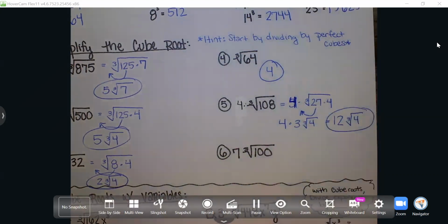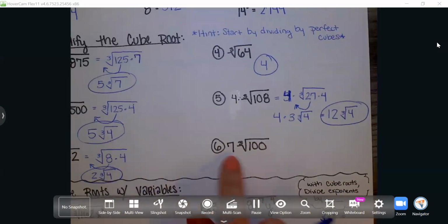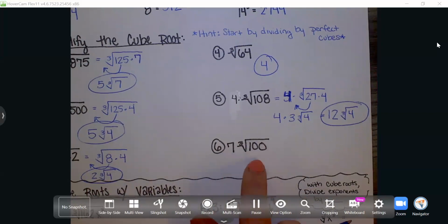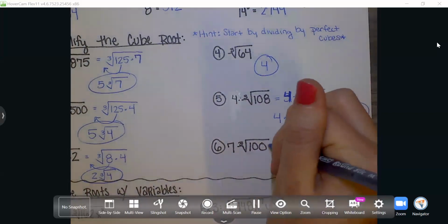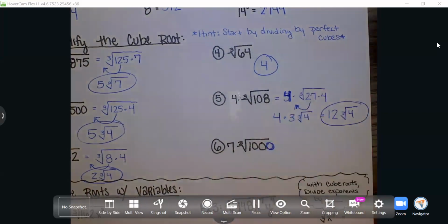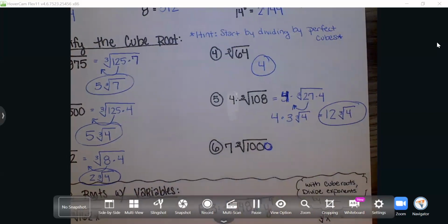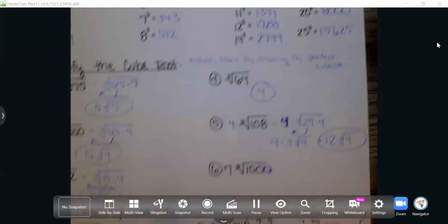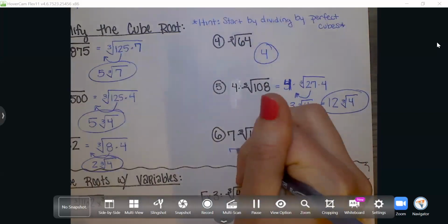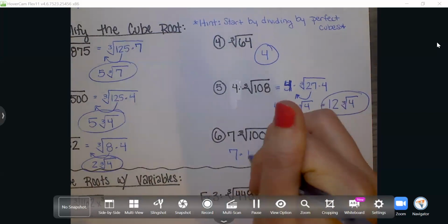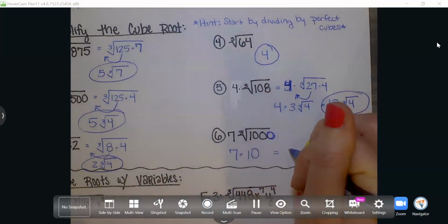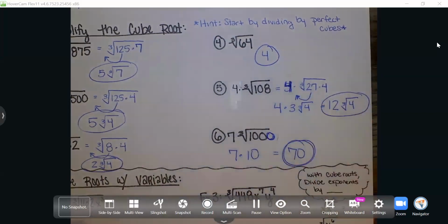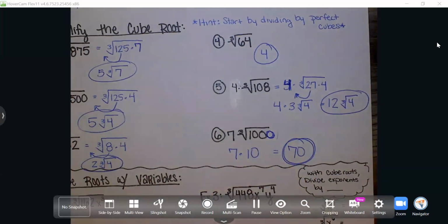And the last one, 7 times the cube root of, oh, whoops, this is a typo. There should be another 0 there. Your paper should have another 0. The cube root of 1,000, which is, in fact, one of my perfect cubes. So I'm going to have 7 times 10, which is 70 as my final answer.